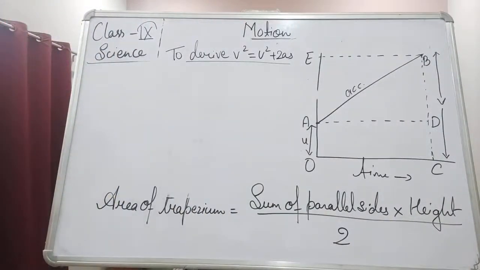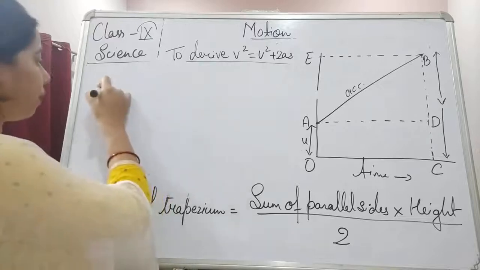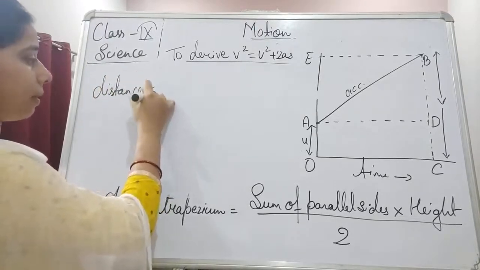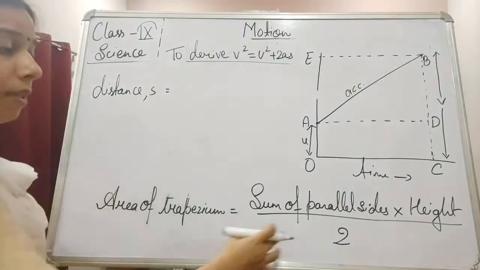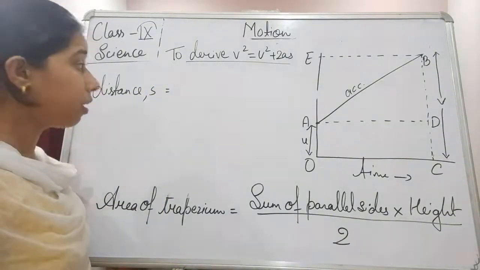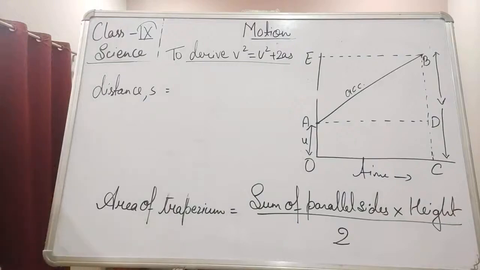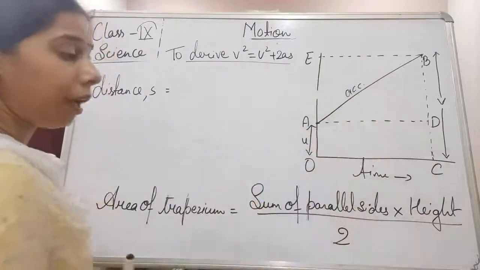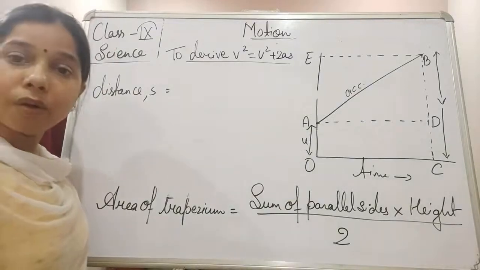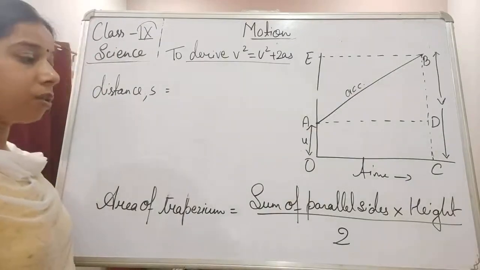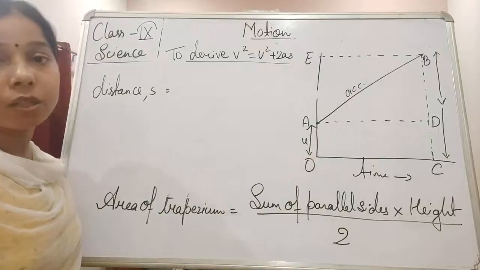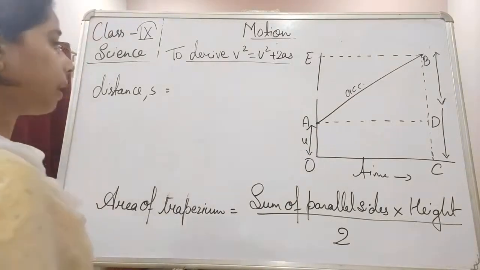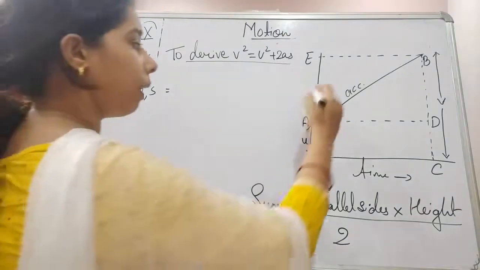Now distance, which is represented by S, will be equal to the sum of parallel sides into height, because distance was equal to the area of the trapezium OABC. And we know the formula of the area of a trapezium is the sum of parallel sides into height, students. Now you see here, distance S is equal to OABC.